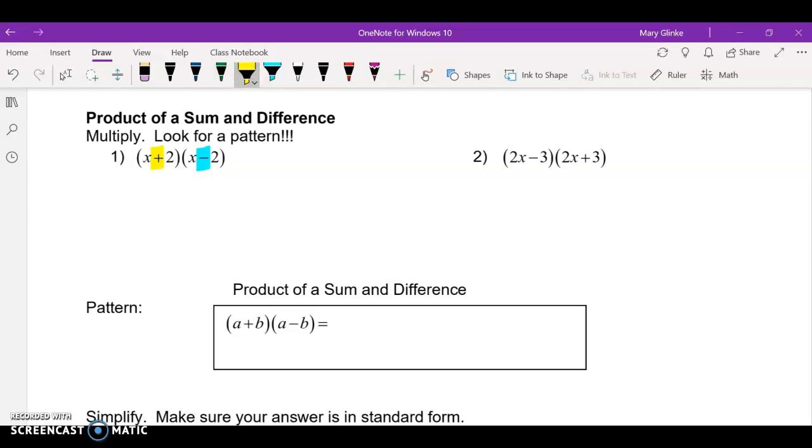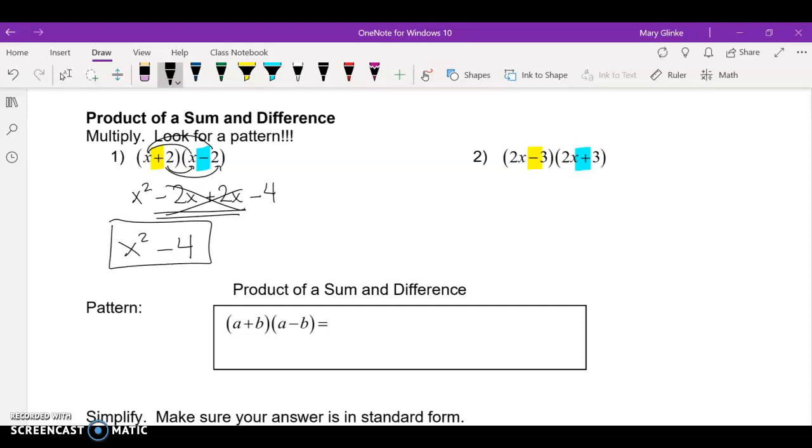For this next one, it's the same idea. They both have a 2x and a 3. It's just one has a minus and one has a plus. So something interesting happens when that's the case. When we distribute, we get x squared minus 2x. But then for the next one, we get plus 2x, and then minus 4. So when we combine like terms for these ones, the middle two terms completely undo each other, and so they actually get canceled out. So we get x squared minus 4 as our final answer.